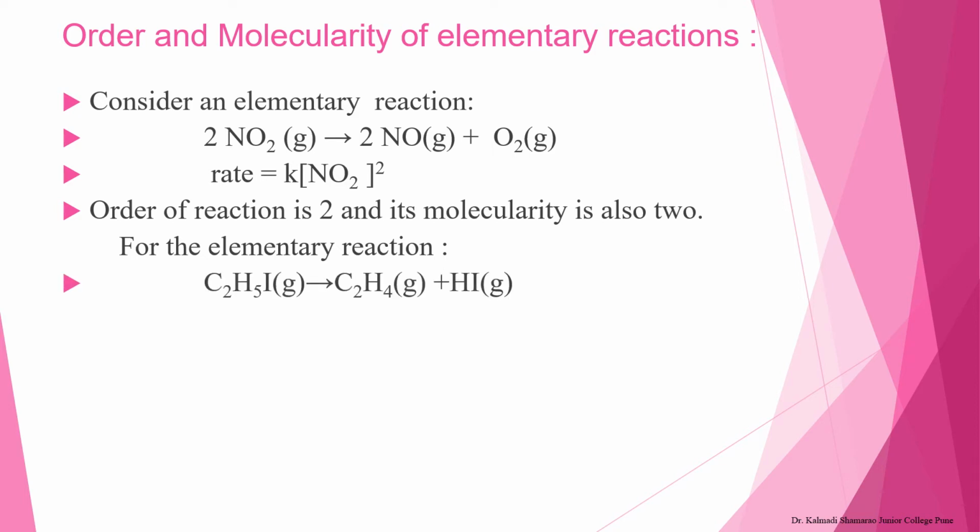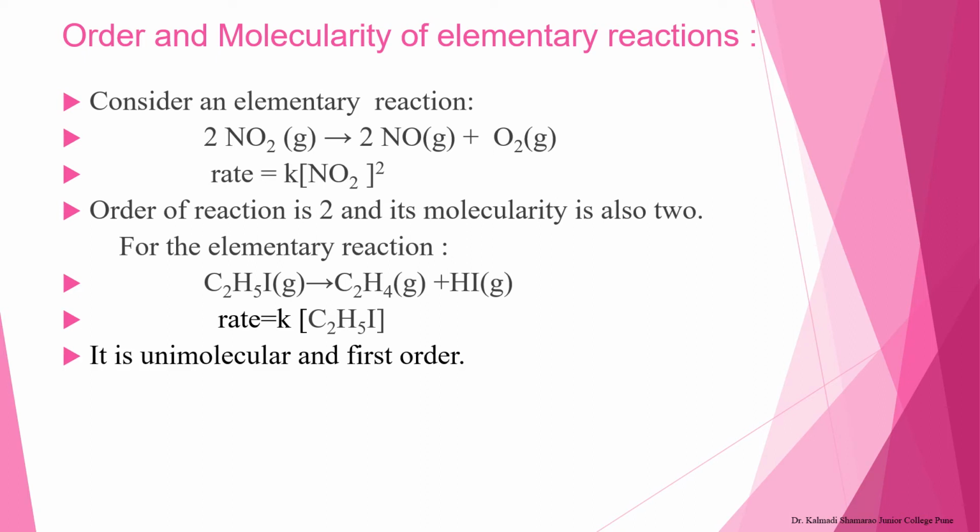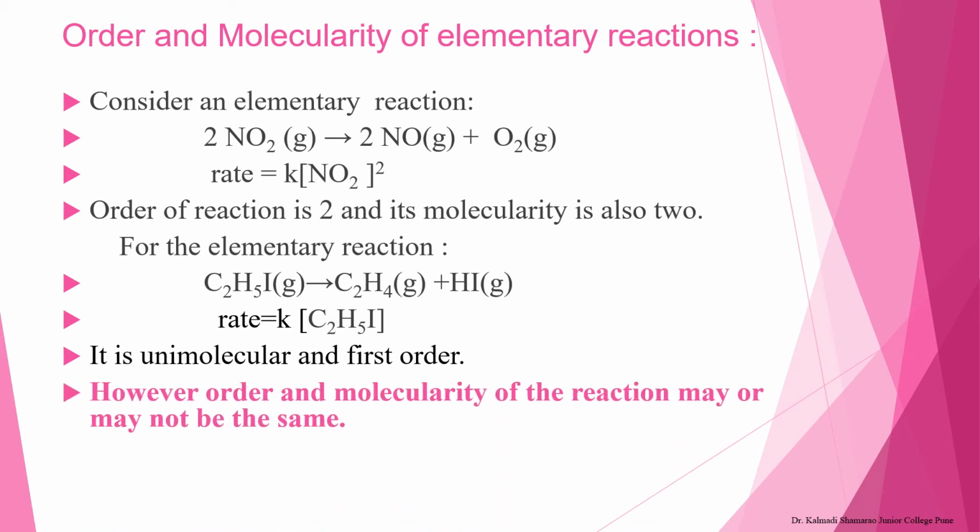For another elementary reaction, C2H5I gives C2H4 plus HI. The rate equals to K into molar concentration of C2H5I. It is unimolecular and first order. However, order and molecularity of the reaction may or may not be the same.